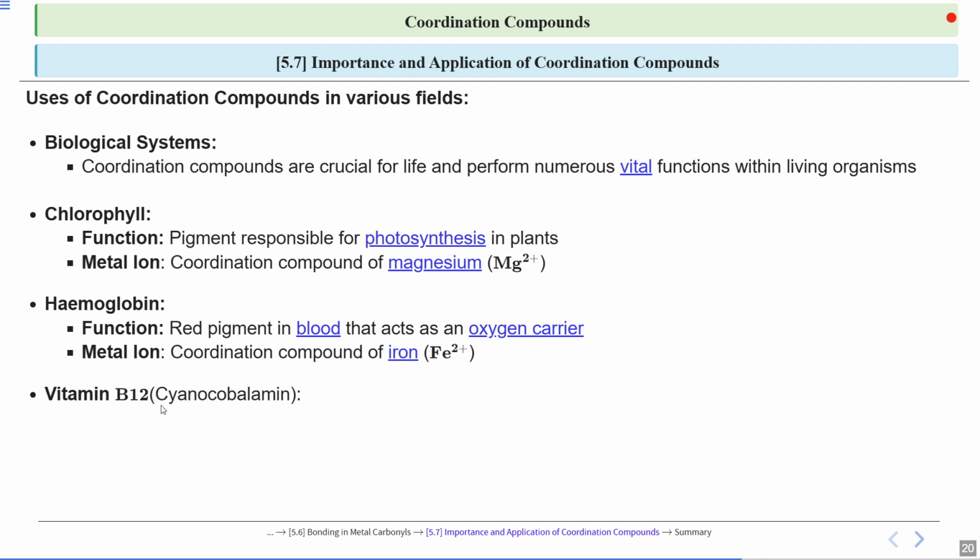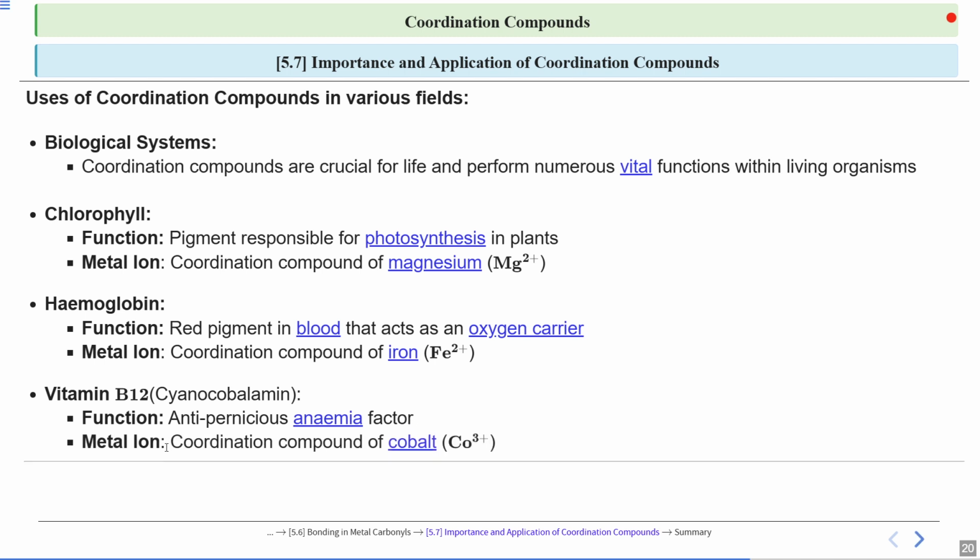The next example is vitamin B12, which is cyanocobalamin. Its function is as the anti-pernicious anemia factor. The metal ion involved in vitamin B12 is a coordination compound of cobalt in the 3 positive state, Co3+. This is the metal ion present in the coordination compound in vitamin B12.